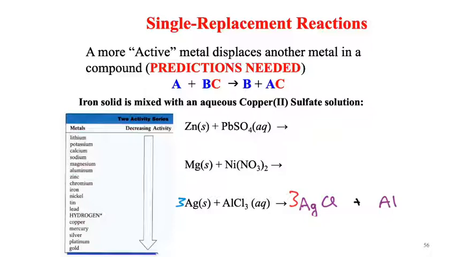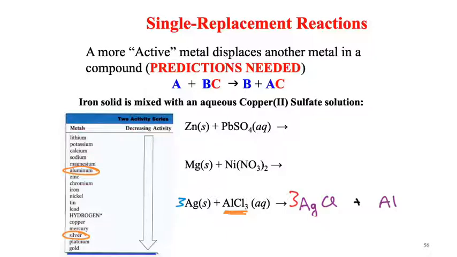How do we decide? Silver is Ag, aluminum. Which one is more active? Aluminum. Where is aluminum with stuff? On the left-hand side of the equation. Which means when I mix silver solid with aluminum solution, guess what? Aluminum's like, I want my stuff. And silver's like, that's cool. Which means nothing happens. Okay? That's how we read the activity series.